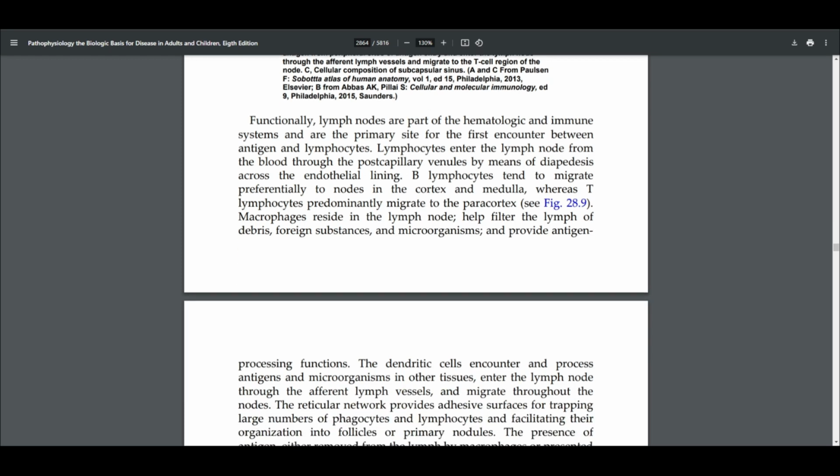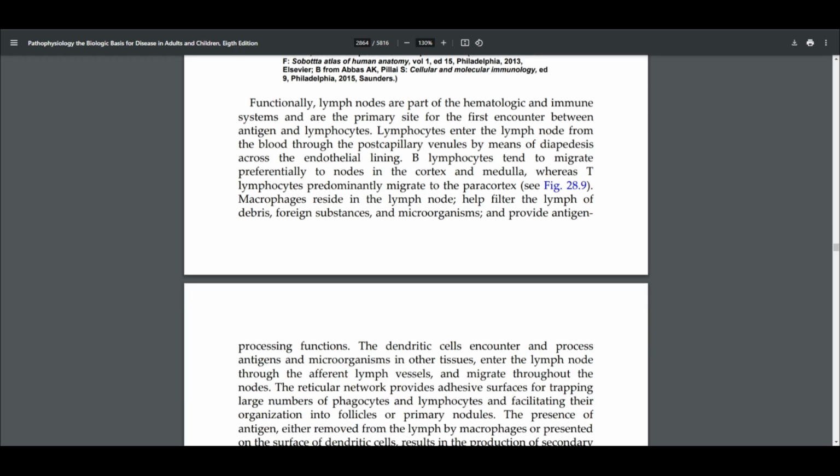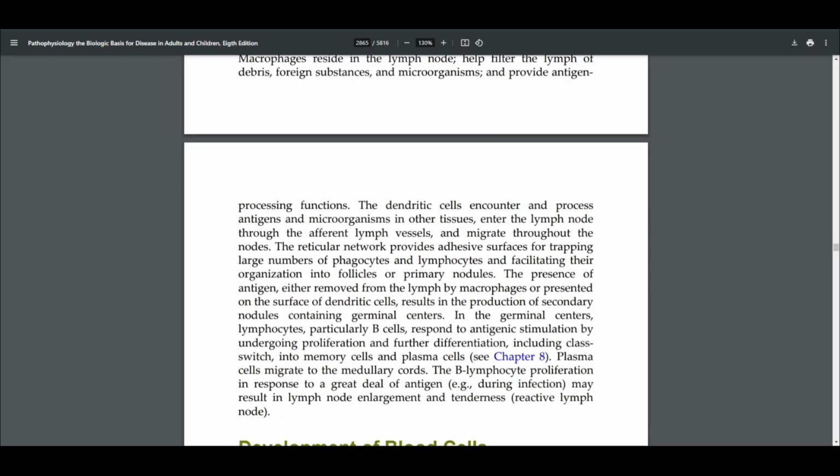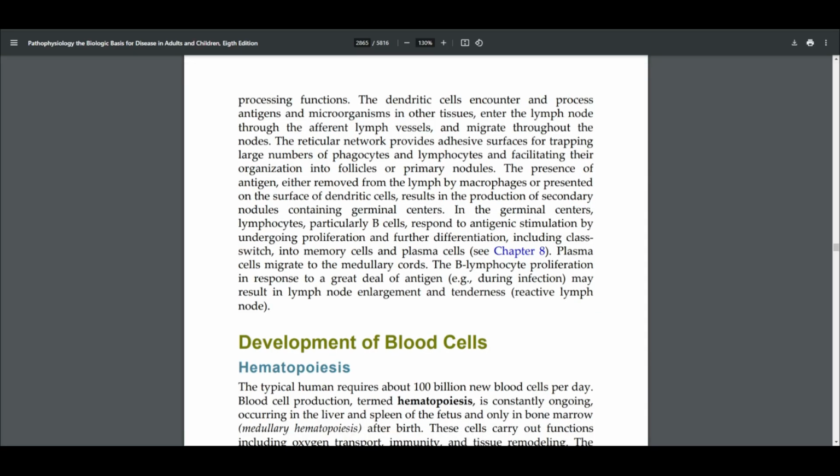Macrophages reside in the lymph node, help filter the lymph of debris, foreign substances, and microorganisms, and provide antigen processing functions. The dendritic cells encounter and process antigens and microorganisms in other tissues, enter the lymph node through the afferent lymph vessels, and migrate through the nodes. The reticular network provides adhesive surfaces for trapping large numbers of phagocytes and lymphocytes and facilitating their organization into follicles or primary nodules.